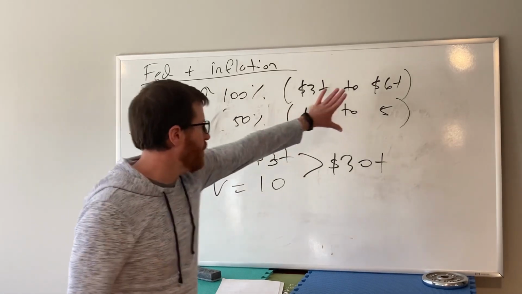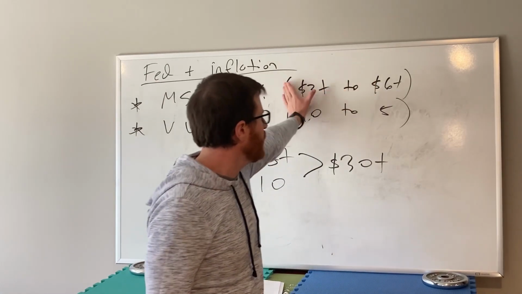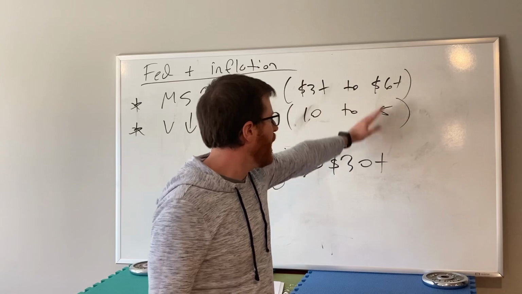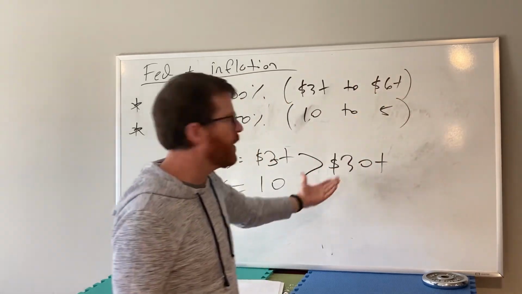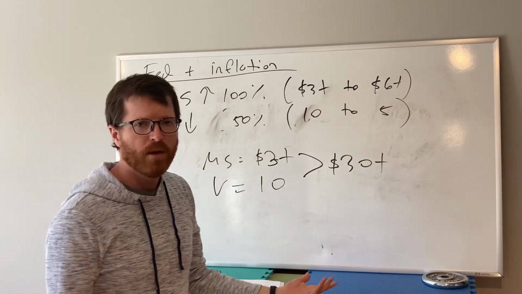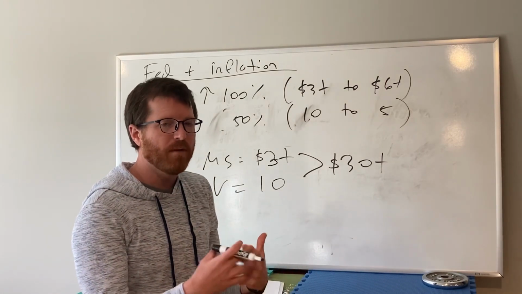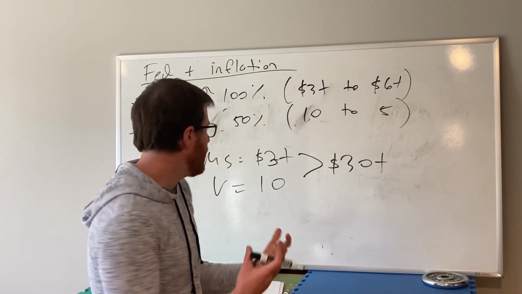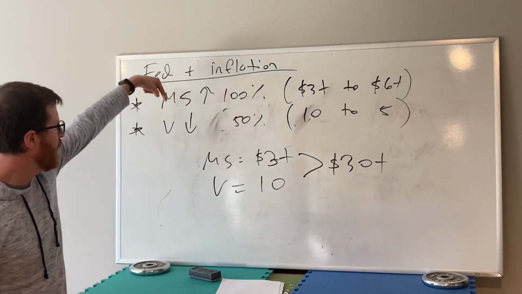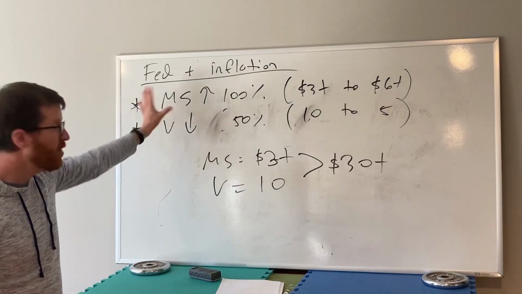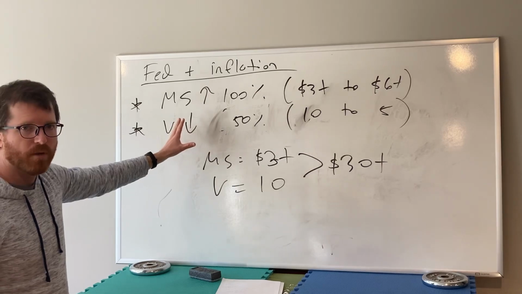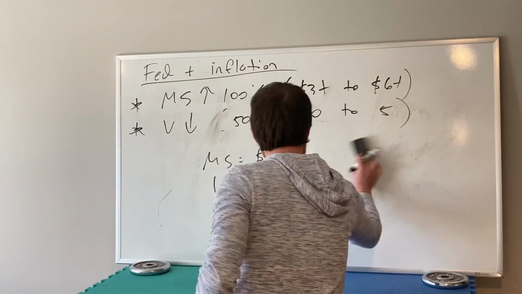In the second example, after the money supply goes up, velocity got cut to 5. If you multiply these together, you get 30 trillion again. So velocity is a major determinant of inflation rates. If we see that money supply went up and velocity went down, they could cancel each other out potentially.